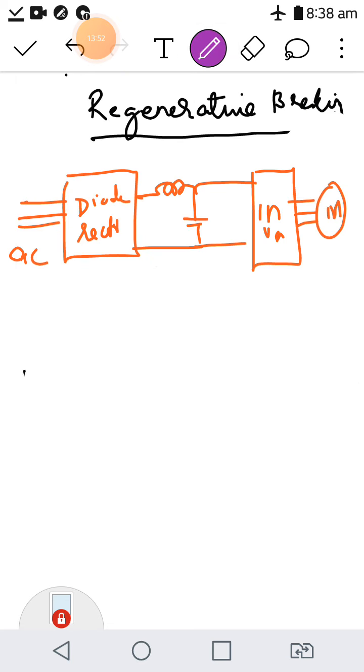So for regenerative braking to happen here, what do you need? Because the inverter output power is AC, this AC must be converted to DC and fed back to the source. AC must be given to the source. The power to this DC link must be transferred to the AC supply.